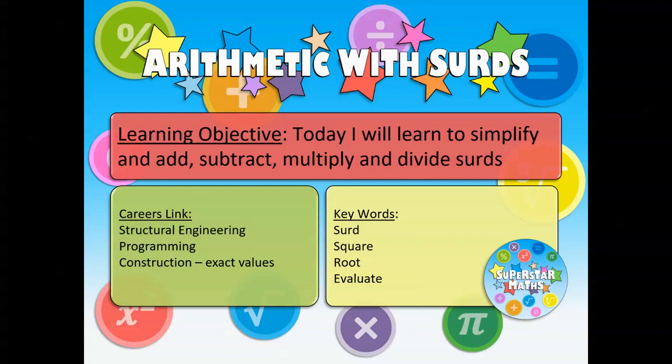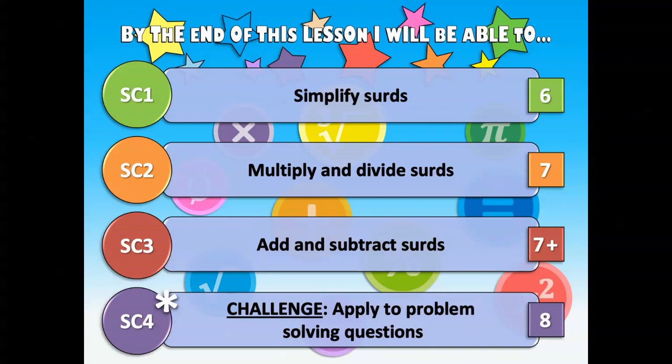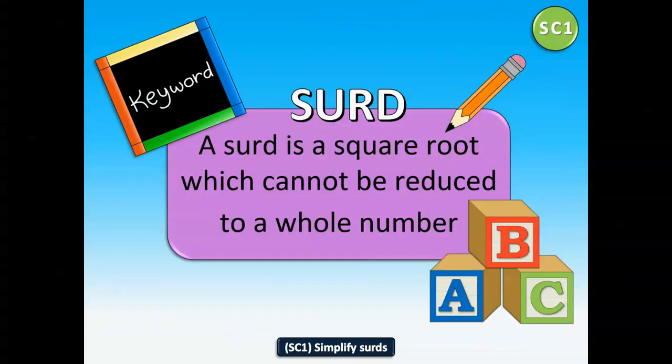Hi guys, welcome back. Today we are going to learn to simplify, add, subtract, multiply and divide surds. We've got 4 success criteria and the first one is to simplify surds. A surd is a square root which cannot be reduced to a whole number.